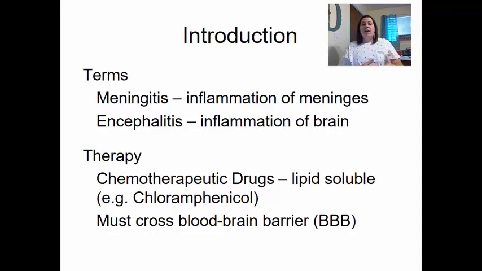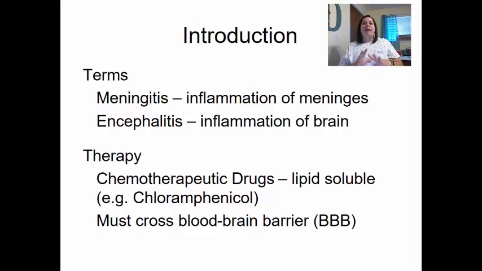Now, therapy here, guys, when we look at chemotherapeutic drugs, they need to be lipid soluble if we're going to use them for the nervous system. The nervous system has a special barrier around it called the blood-brain barrier, or the BBB. This barrier is going to filter out what gets to go in and out of the structure to the brain.